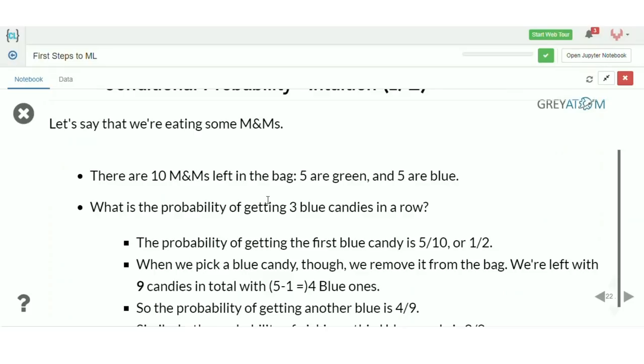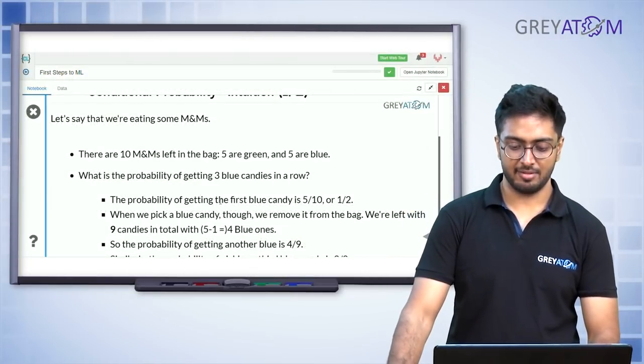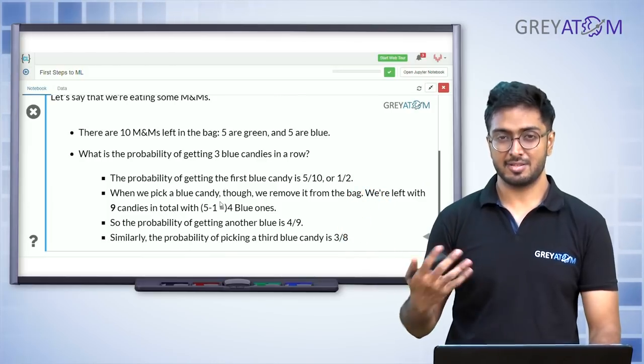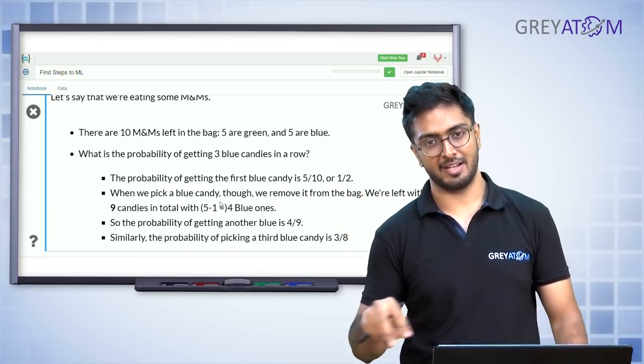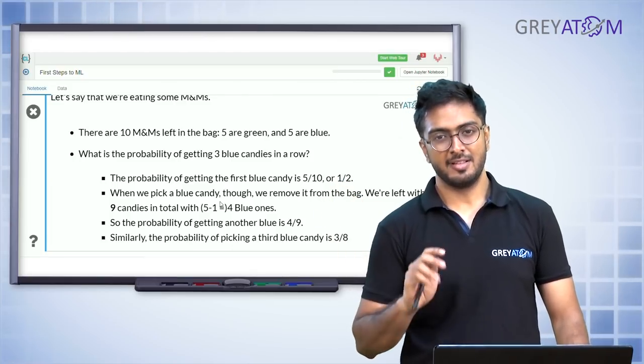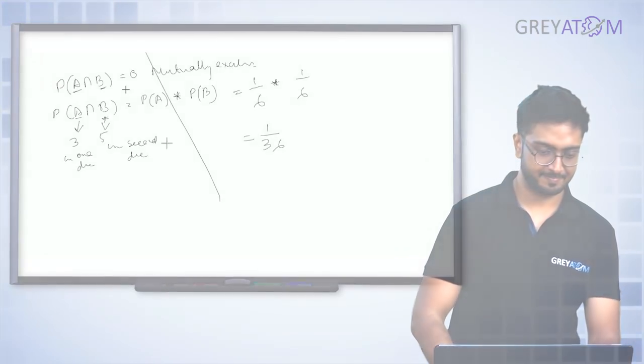So the probability of getting the first blue is easy. It's 5 out of 10. There are 5 green, 5 blue. So the probability of getting blue in the first attempt is 5 out of 10, which is fine. When we pick the next blue candy though, we have removed the first candy. So now there are only 4 blue options available, out of 9 possible candies, because we have removed one.